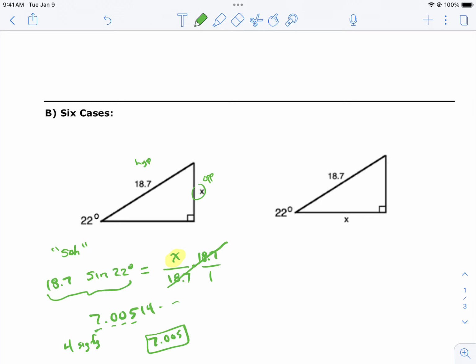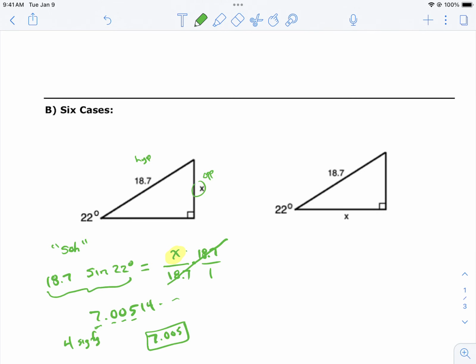So the length of this side is just about 7. If this were drawn to scale, hopefully it would look right. That's one of our situations. This situation formally was a sine and the x was on top, so all we had to do is multiply both sides by the number.